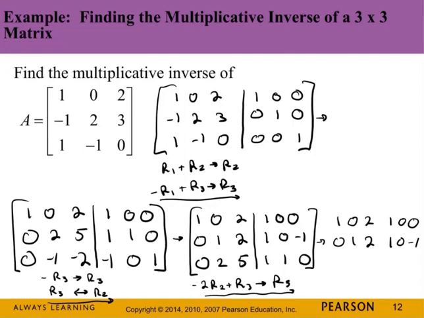Now row 3, we said negative 2 times row 2 plus row 3, replace row 3. So that means this is going to stay a 0. This is going to become a 0. Negative 4 plus 5 is a 1. Okay, that's actually really promising. Negative 2 plus 1 is negative 1. That stays a 1. 2 plus 0 is a 2.